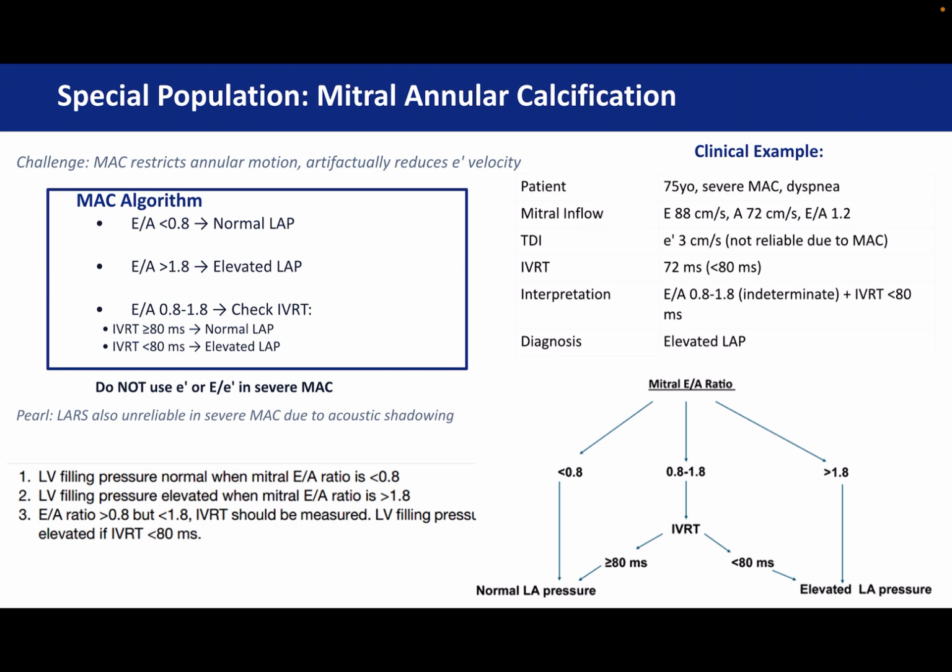What not to use in severe MAC? E prime velocity, unreliable, as MAC restricts annular motion mechanically. E to E prime ratio. If E prime is unreliable, E to E prime derived from it is also unreliable. LA reservoir strain is also unreliable due to acoustic shadowing from calcium.